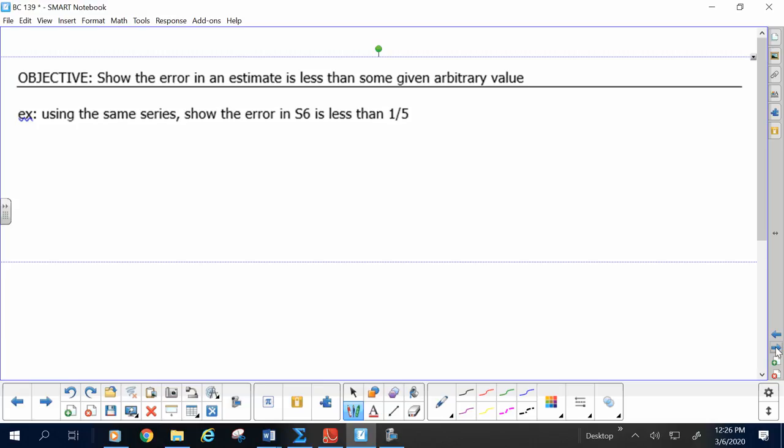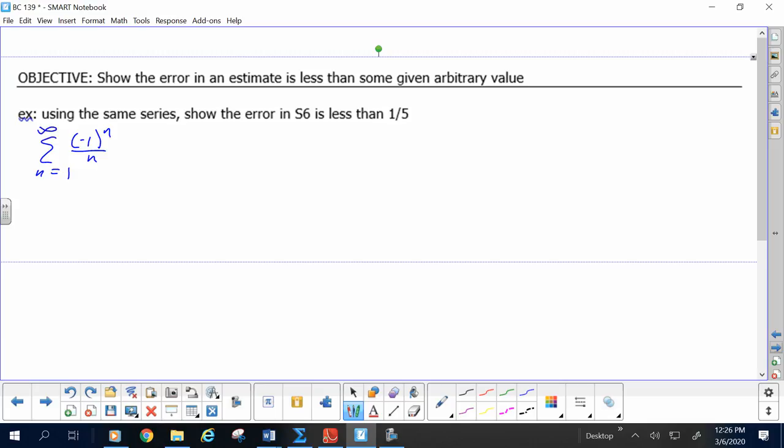So here we go. Using the same series, can I start at n equals 1, please? And was it negative 1 to the n or n plus 1? This is what a question often looks like: show the error in S6 is less than 1/5.